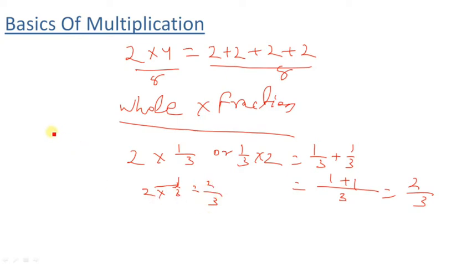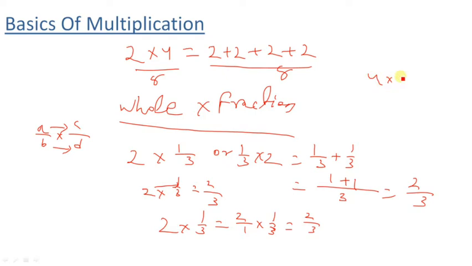While doing the multiplication of fractions, we multiply the denominator with the denominator and the numerator with the numerator. It means suppose a by b is multiplied with c by d, then a will be multiplied with c and b will be multiplied with d. Now, 2 into 1 by 3: we know 2 means 2 by 1, into 1 by 3, right? So it will be equal to 2 by 3.